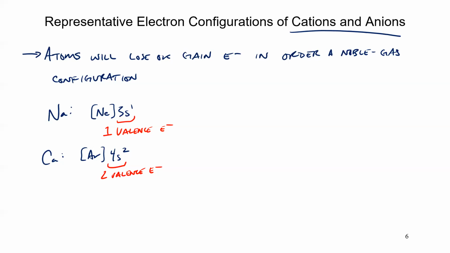And so for cations, remember cations are positively charged, they lose electrons to reach that noble gas configuration.